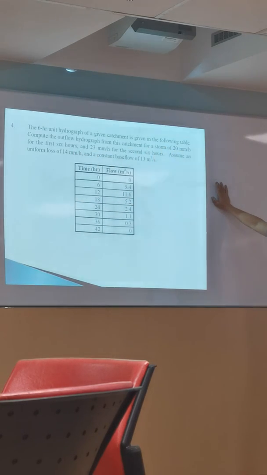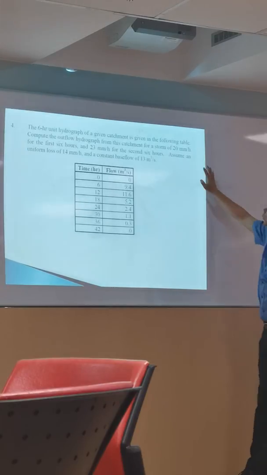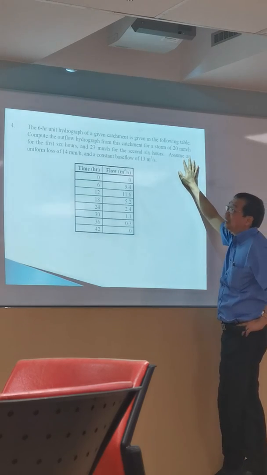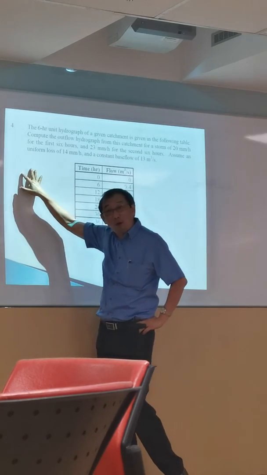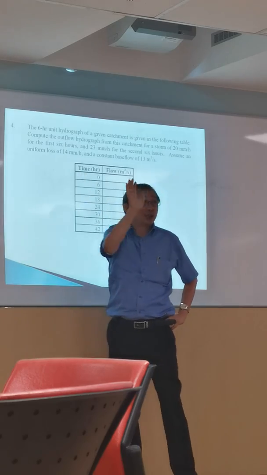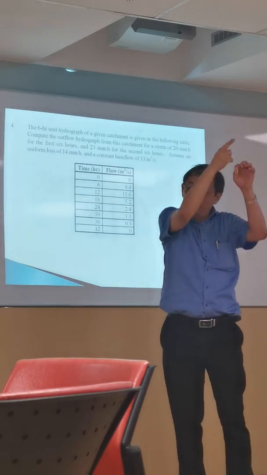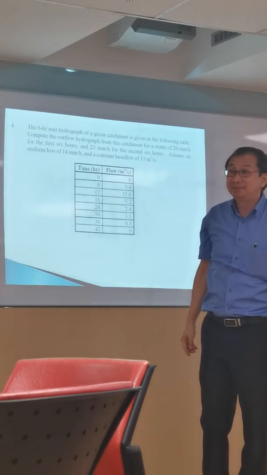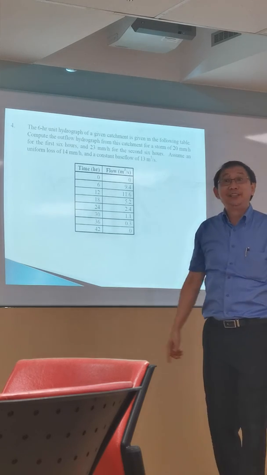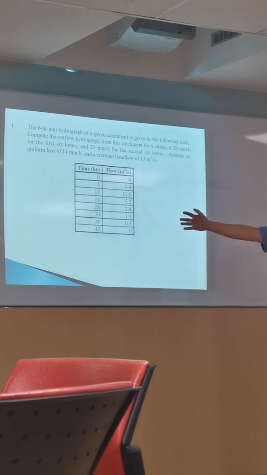This is nevertheless not an effective rain. This is a total rain. So you have to subtract from it the losses. How much loss? This question is pretty nice. It tells you it's uniform loss. He did not give you a uniform loss; he can give you exponential loss, completely up to him. He's uniform. So every hour, 14 mm gets out.